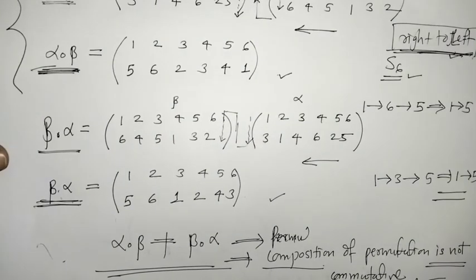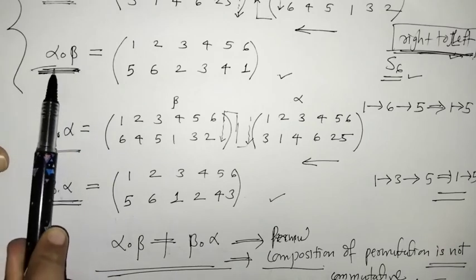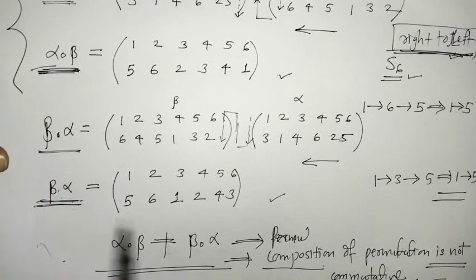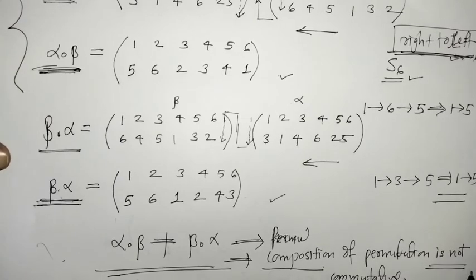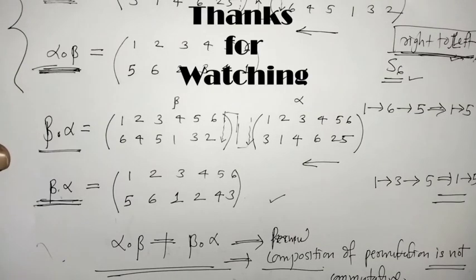So here we have discussed composition of permutation. We have found the values alpha beta and beta alpha, and we got this result: composition of permutation is not commutative. So yes, that's it for now.